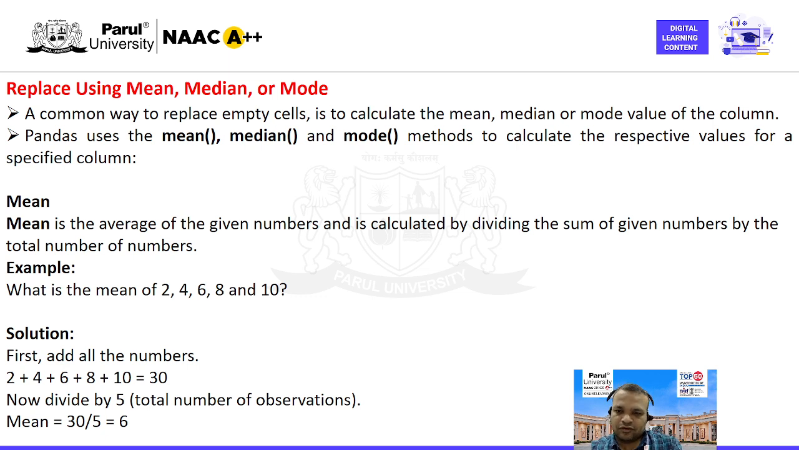If we want to put in the mean, first we have to calculate the average of that particular column. For example, if you have a column with numbers like 2, 4, 6, 8, and 10, we first add all the numbers present in the column, get 30, and divide by 5. That is the mean, which is 6. If you have some empty cells in this column, you replace them with this mean, 6. This is the way to calculate the mean, and we can replace the empty cells with the mean.